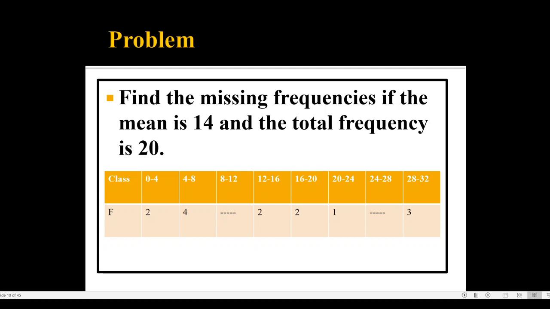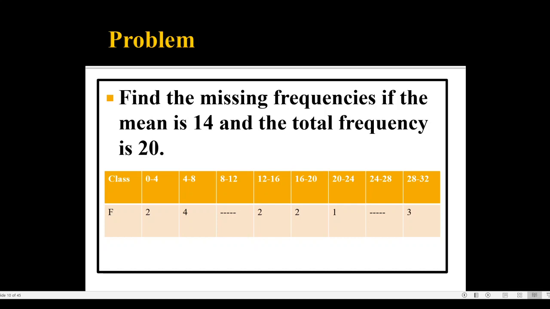Take this problem. Find the missing frequencies if the mean is 14 and the sum of frequencies is 20. Here the classes are 0 to 4, 4 to 8, 8 to 12, 12 to 16, 16 to 20, 20 to 24, 24 to 28, 28 to 32. The corresponding frequencies are 2, 4, first missing frequency, then 2, 2, 1, second missing frequency, and 3. This data is given.